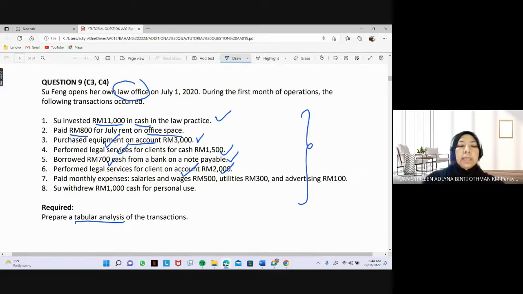Okay, and then number 7, kita bayar expenses. So you know the expenses is actually nilai yang akan ditolak di capital. So at the same time, because you are paying all the expenses in cash, so the cash money or the cash amount will be deducted.